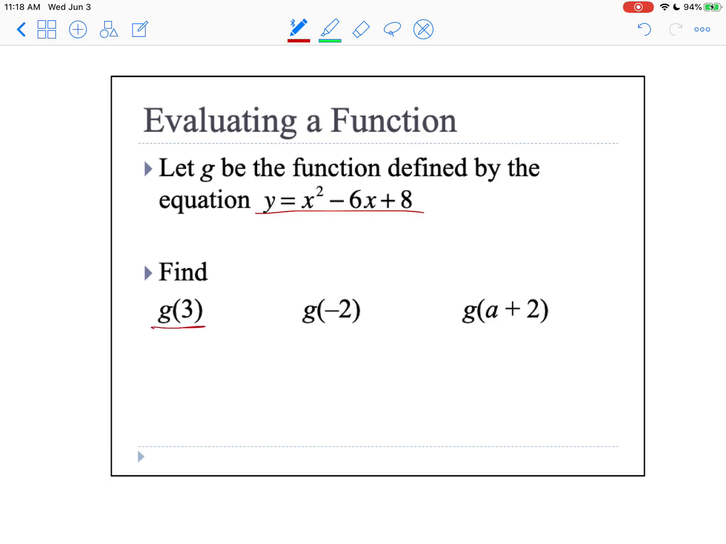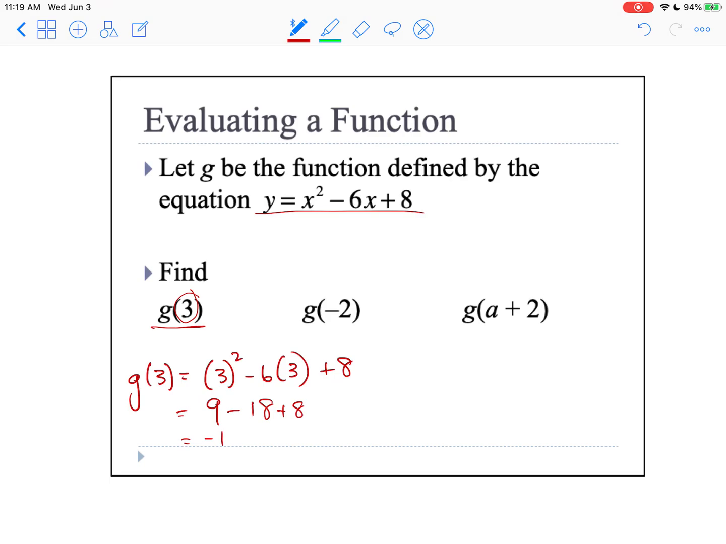So g of 3 is telling me find the output of the function g when the input is the number 3. So g of 3 is going to be 3 squared minus 6 times 3 plus 8. Everywhere that there was an x, which is the input variable, I put a 3. I'm evaluating this, and notice I put parentheses around the 3 everywhere I substituted in for x. That gives me 9 minus 18, which is negative 9, plus 8, and that gives me negative 1.